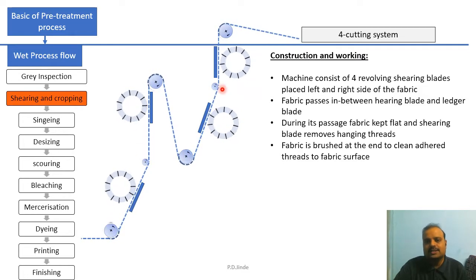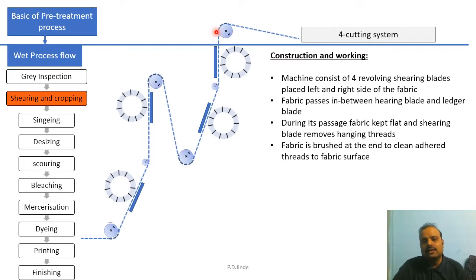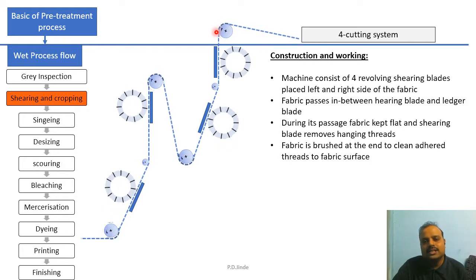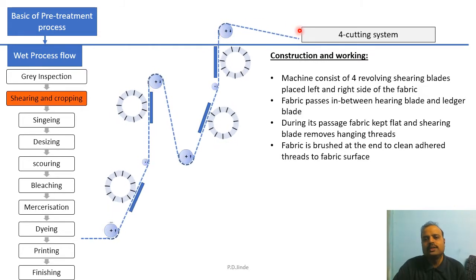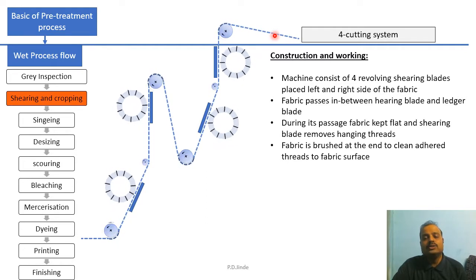Once shearing is complete, what will happen? Some of the loose threads, they are already cut because of the action of the blades, but they just stick to the surface of the fabric. They need to be removed, so a light brushing is there. I have not shown the brushing rollers here, but you can consider that after completion of the shearing process, these brushing rollers brush the fabric to remove the loosely held cut threads.